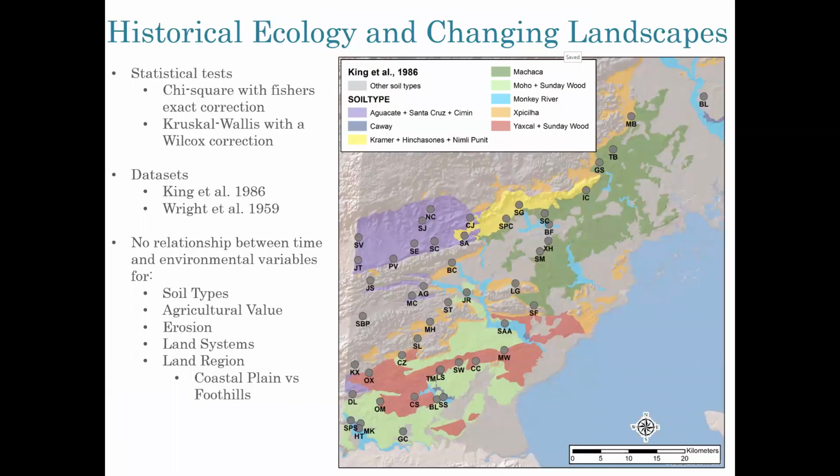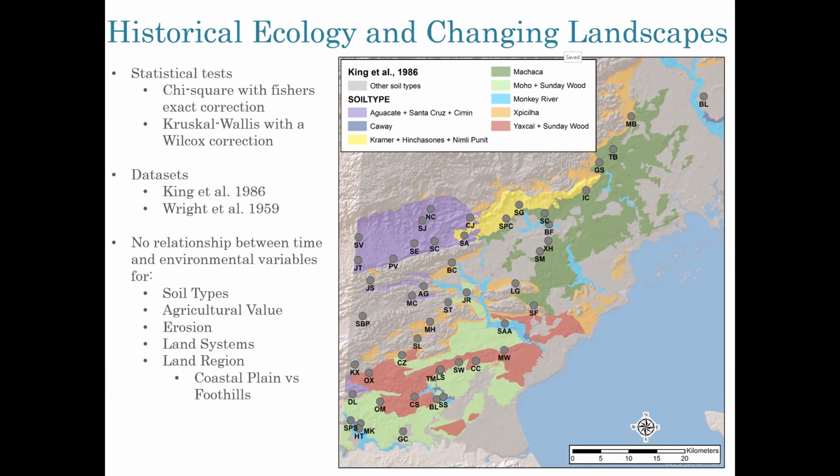So to assess this, I wanted to look at different statistical tests to look at if village foundation date was influenced by things like the type of soil suites, the types of bedrock, the slope of the area, or perceived agricultural value of these lands. So I did statistical tests including a chi-square with a Fisher's exact correction for small sample sizes, as well as a Kruskal-Wallis test with a Wilcox correction for small sample sizes. The ecological data derives from 2 major data sets, which is King et al. 1986 and Wright et al.